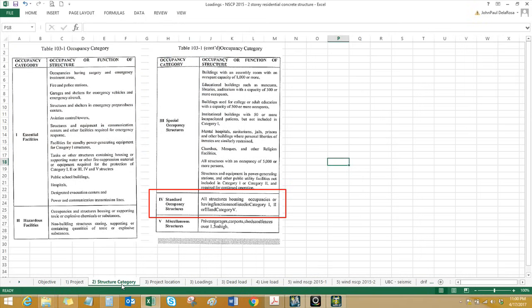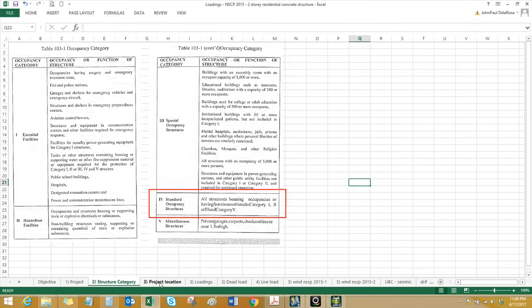Ngayon, structure category natin, okay, from NSCP tables, standard occupancy structure, so all structure housing occupancies or having functions not listed in category 1, 2, 3, and 5. Okay, so itong 1 and 2 essential, 1 is essential facilities, 2 is hazardous facilities, and 3 is special occupancy structure. So for offices and residential, okay na itong occupancy category 4.